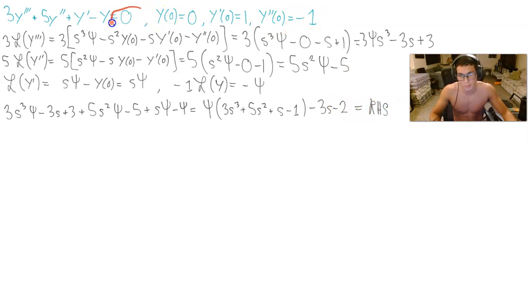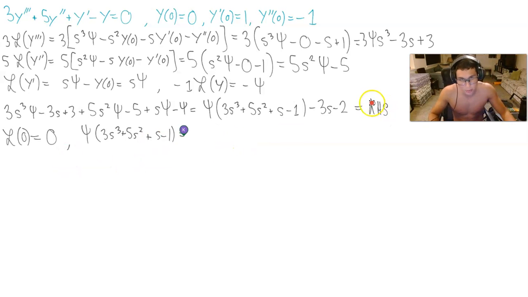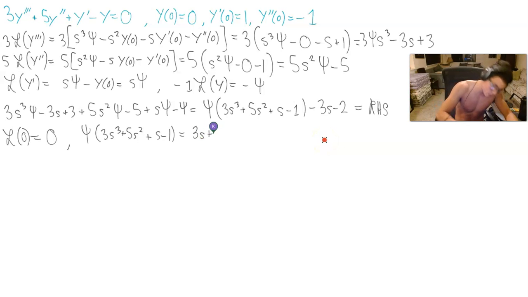Alright, we didn't take the Laplace of the right-hand side, so we should. So we say the Laplace of 0, and that's just 0, right? We're lucky because it's just 0. So nonetheless, we could write our equation like this: 3s cubed plus 5s squared plus s minus 1. And since this right-hand side is equal to 0, I'm going to put these guys on the other side. It's going to be 3s plus 2.